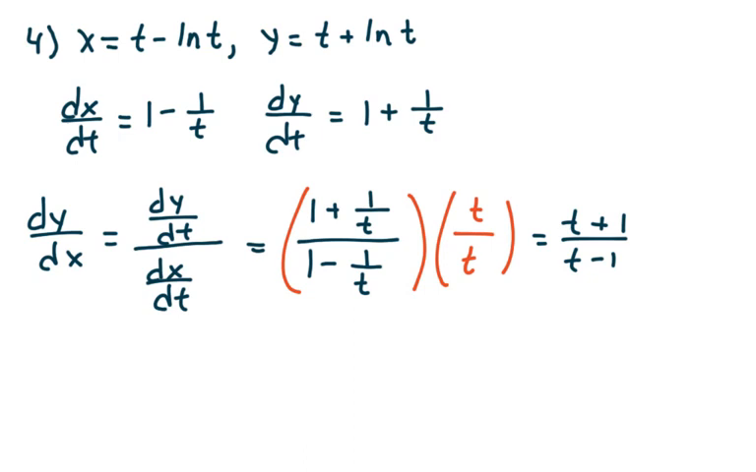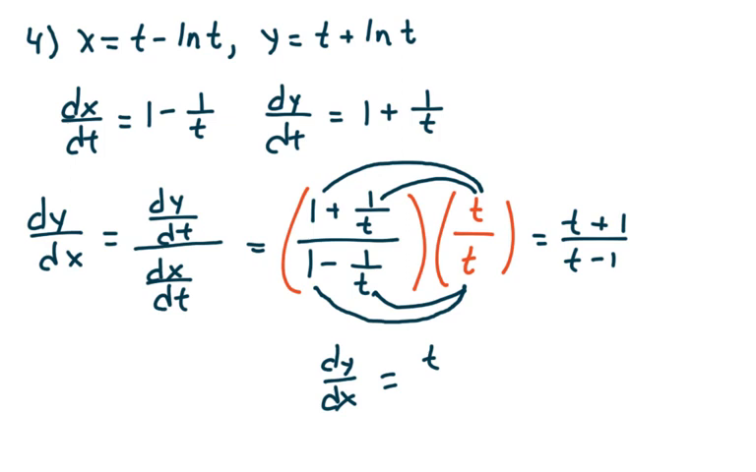So I multiplied the numerator and denominator by t to clear the fraction. And when I do that, I'm going to distribute the t to each term within the parentheses. So the t in the numerator gets distributed to each term in the numerator. The t in the denominator gets distributed to each term in the denominator. And so dy/dx ends up being t plus 1 divided by t minus 1. So it's a nice way to simplify.